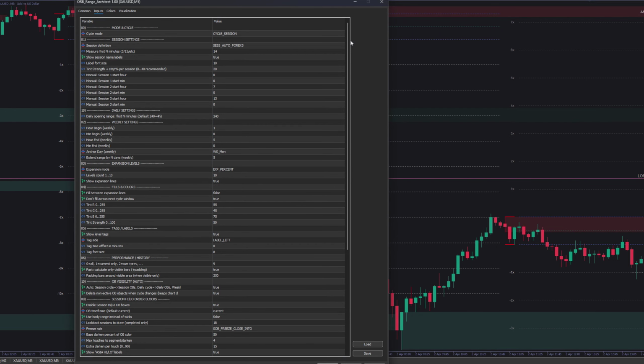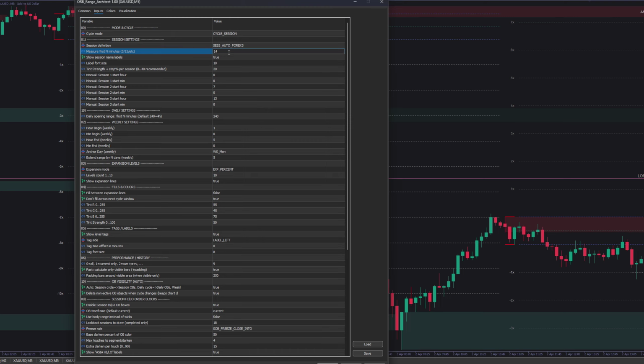Let's start with the settings, because this is where you customize the whole thing. The first option you'll look at is the cycle, and you've got 3 modes: session, daily, and weekly. By default, we're on session, which is where most of the action happens. Within session mode, you have 2 options: automatic and manual. Automatic is smart. The indicator calculates the 3 main trading sessions for you. Manual lets you define your own time windows if you're targeting specific markets. Either way, the result is the same.